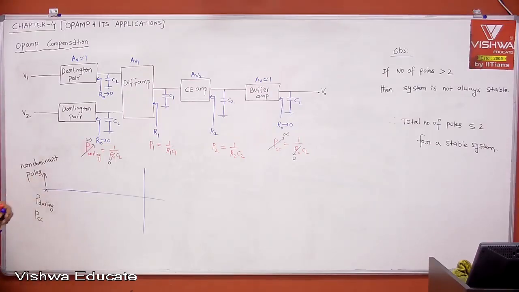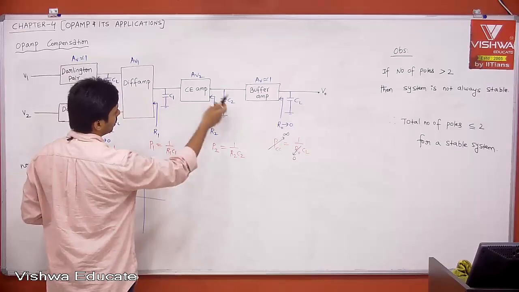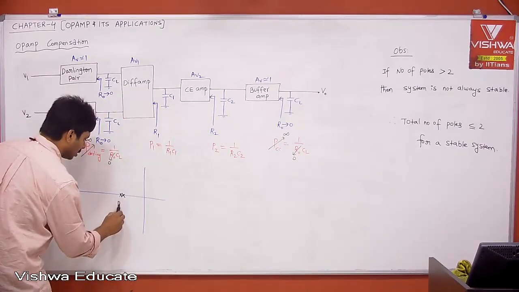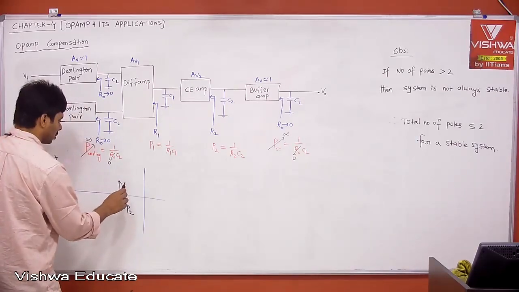Now P1, P2: if you take R1, R2 almost the same, and C1, C2 almost the same, the poles whatever you have, P1 and P2, will be here only. These are nothing but the dominant poles.